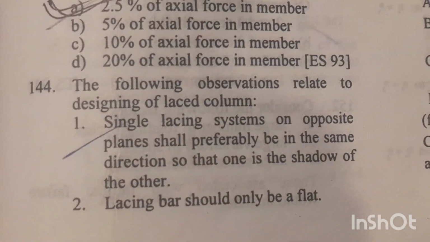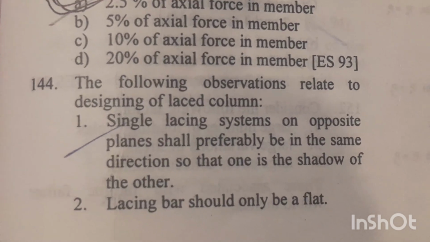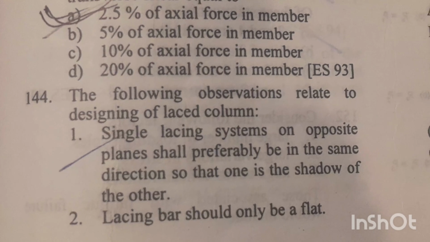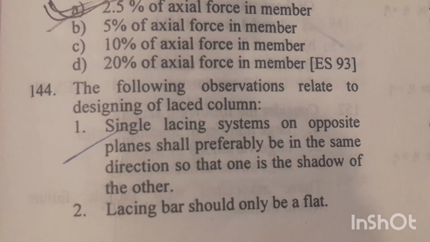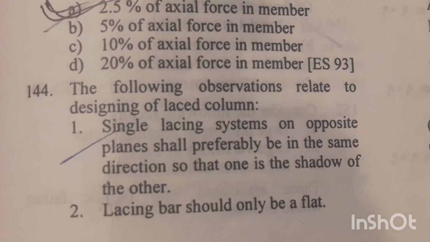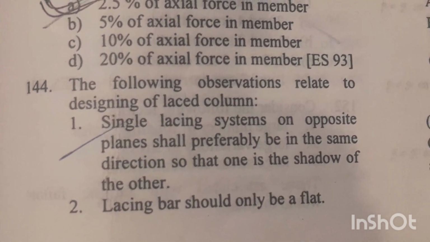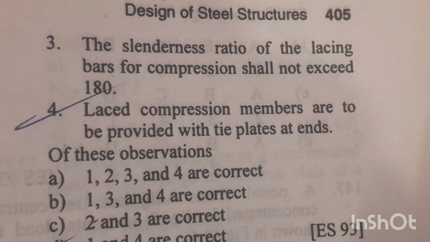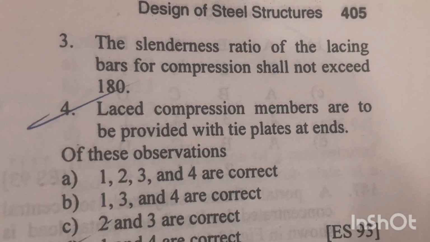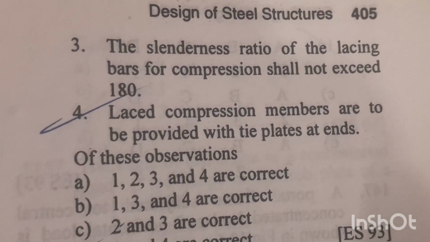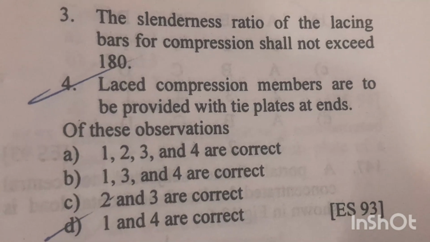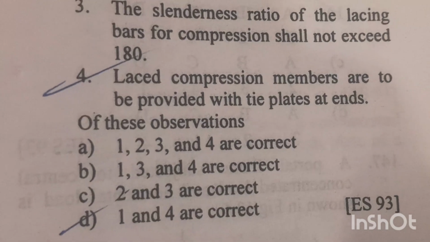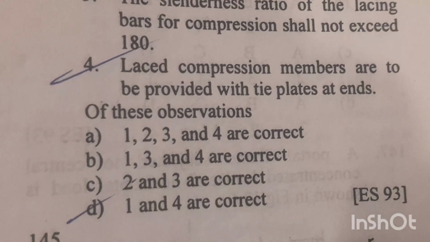Question number 144. The following observations relate to the designing of the laced column. Statement 1: Single lacing system on opposite planes shall preferably be in the same direction so that one is a shadow of the other. Right. Statement 2: Lacing bar should only be a flat. No, it can be angular in section. Statement 3: The slenderness ratio of the lacing bar for compression shall not exceed 180. No, it is 145, so it's wrong. Statement 4: The laced compression members are to be provided with tie plates at the ends. Right. So out of these observations, 1 and 4 are correct. Option D is the right answer.